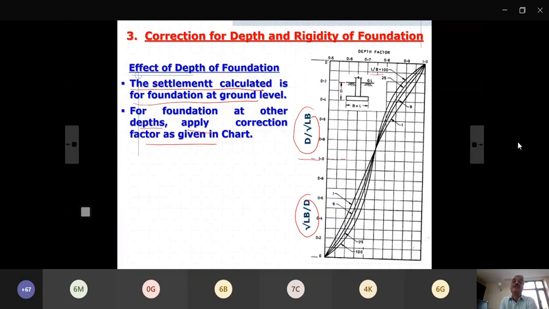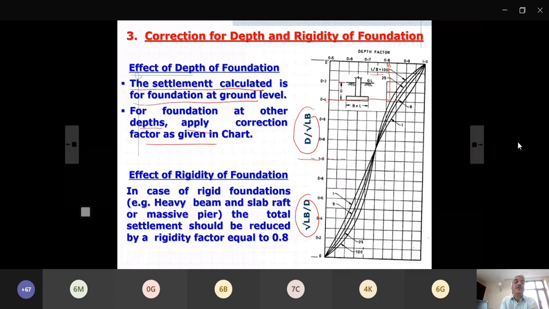So for your case, let us say your D by under root LB is 0.4. So we come here and L by B is 25. You come here, go here, it is some 0.81 or 0.82. That is your depth factor correction. So you calculate that and multiply it to the settlement. That will be your correct settlement. That is depth of foundation.